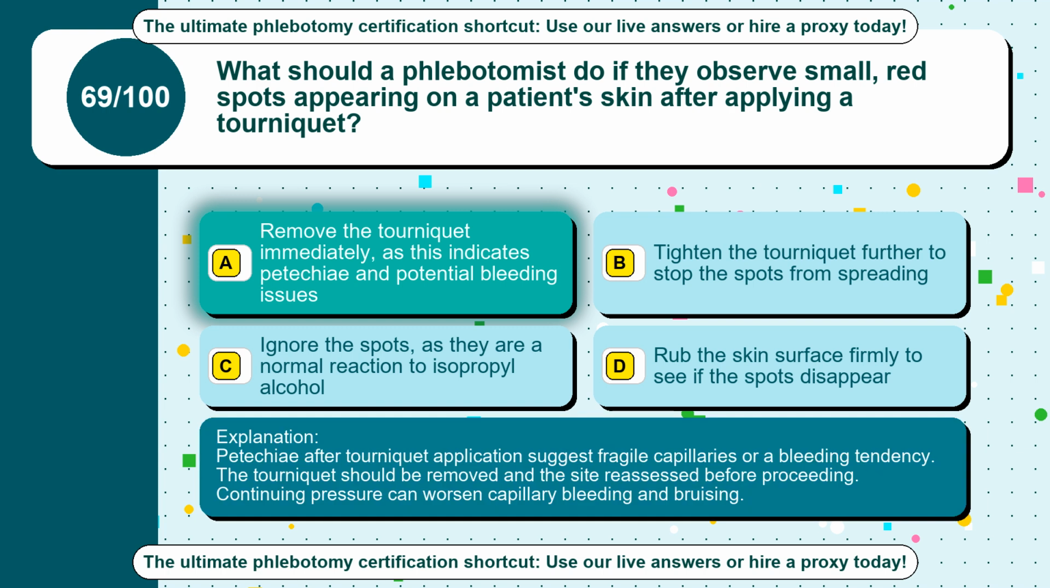Petechiae after tourniquet application suggest fragile capillaries or a bleeding tendency. The tourniquet should be removed and the site reassessed before proceeding. Continuing pressure can worsen capillary bleeding and bruising.